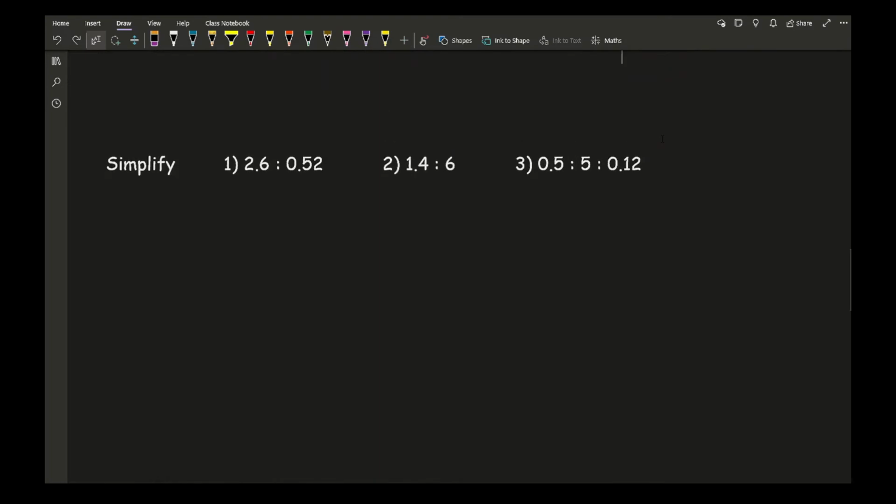So let's have a look at some other examples. So again, here what I'm going to do is multiply both these numbers.